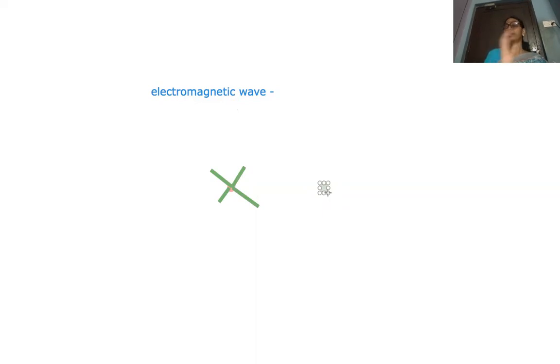So when they vibrate, they start traveling, they produce a wave which travels forward. Let us imagine that the wave is going to travel forward in one direction. So let's take the direction of the wave is in this direction. Then as the particle is vibrating, it is going to produce an electric field.